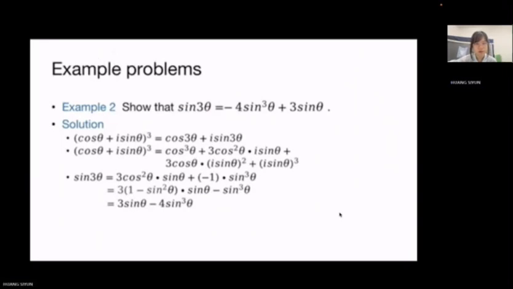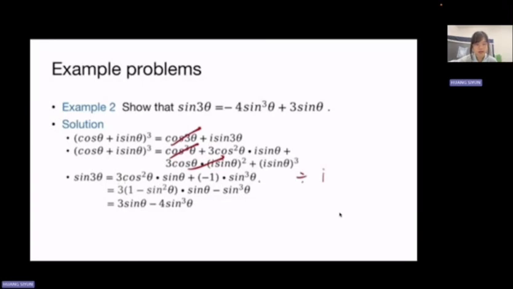So we raise cosine theta plus i sine theta to the power of 3, and we just want the imaginary part. And we need to expand this. And next, we need to eliminate the real part. And to obtain sine 3 theta, we need to divide both sides of the equation by i.